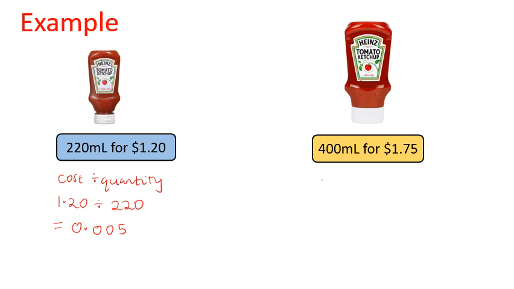Okay, the next one, cost divide by quantity, $1.75 divide by 400 mils. Pop that in the calculator, 0.004. So not much difference, but this one is a cheaper option. It's the best buy.